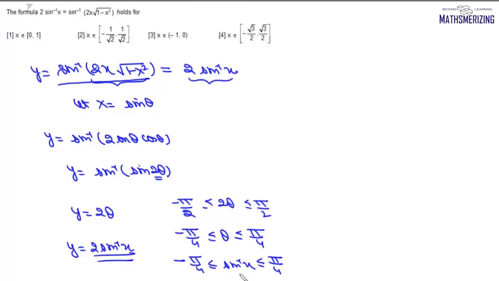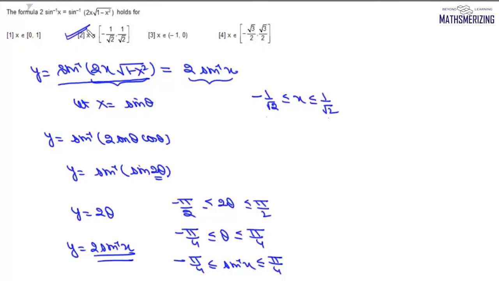So what we'll do is we'll take sine. Now in this interval, sine is an increasing function. So we'll take sine. Sign of inequality does not change. So we'll get sine minus pi by 4, and sine minus pi by 4 will be minus 1 by root 2. Sine inverse of sine x will be simply x. Sine pi by 4 will be 1 by root 2. So this formula is valid when the value of x lies between minus 1 by root 2 to plus 1 by root 2, and that's your option 2.